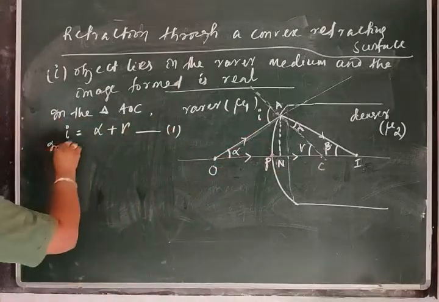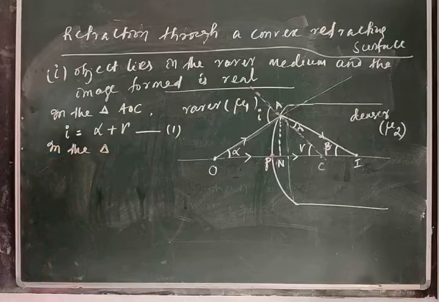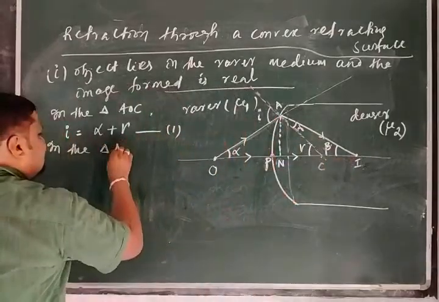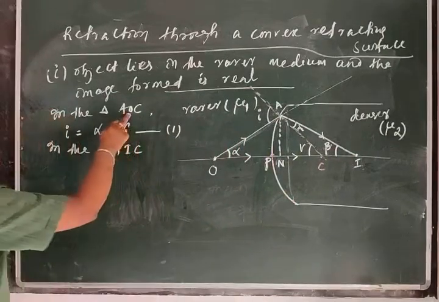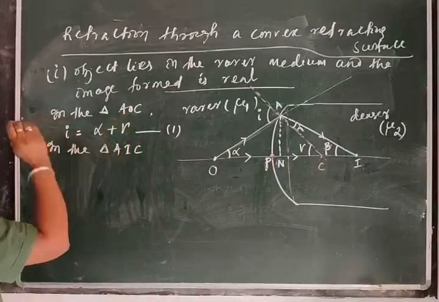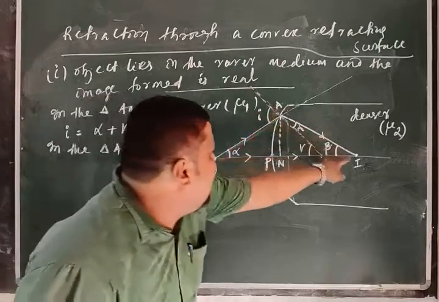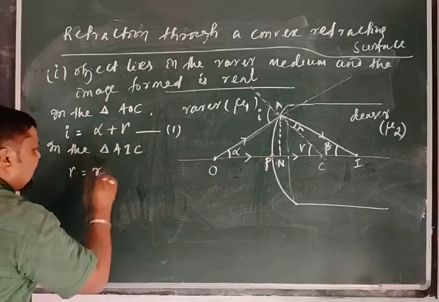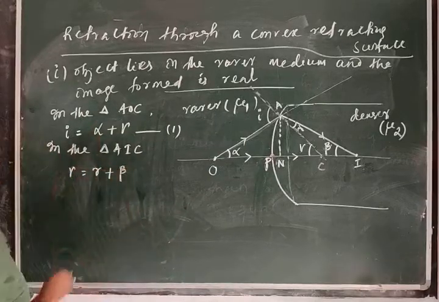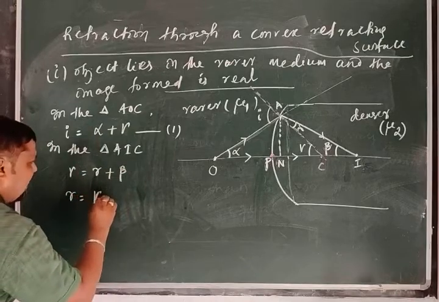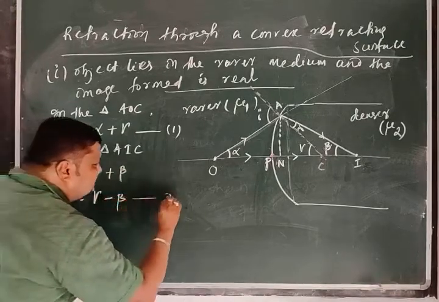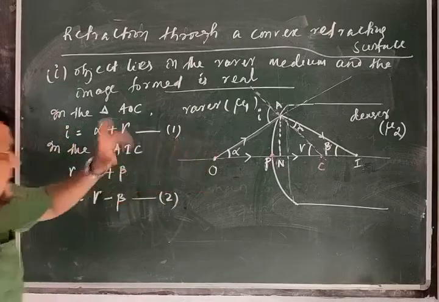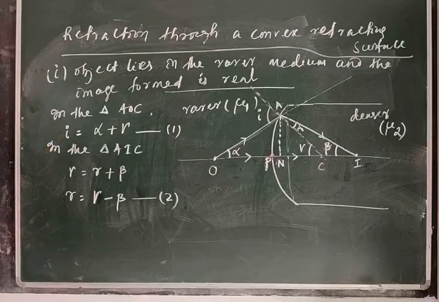Number 2, in the triangle AIC, which consists of the object and the image. In the triangle AIC, the external angle gamma is equal to r, the angle of refraction, plus beta, or r is equal to gamma minus beta. This is equation 2. See what I am finding first? First I draw the ray diagram. Next I go for the angle of incidence and angle of refraction.